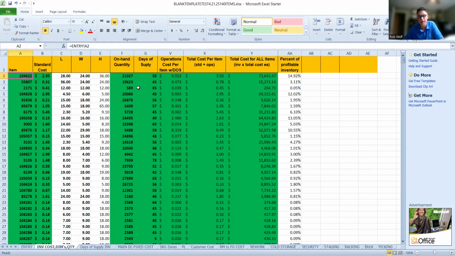And for example, I'm able to figure out the operations cost of this first item is 55 cents. And that's including the days of supply. But total, it's not $2.95. You've got to add it together. Now it's $3.50. And the total cost of the company is $73,000. Okay. Everyone with me so far? And I will sort this when it's all said and done.